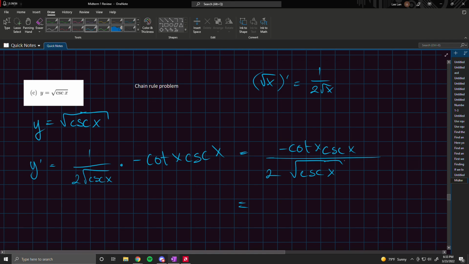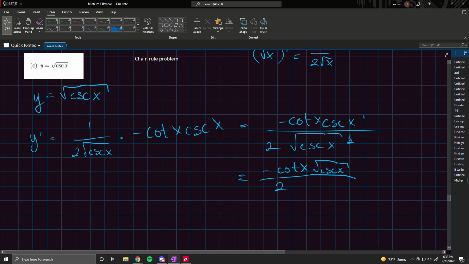I mean, I guess you could simplify, right? Because this is technically a 1/2 power, and this is a power of 1. So this will be negative cotangent x over 2 times root cosecant x. And that's our answer, I think.